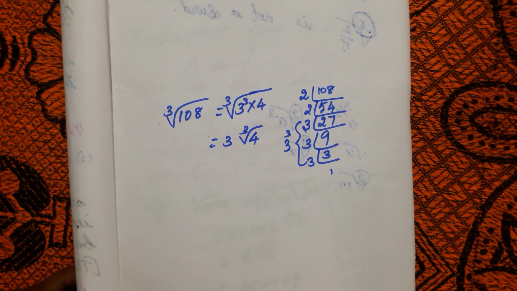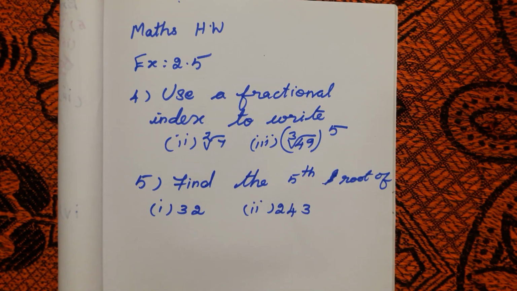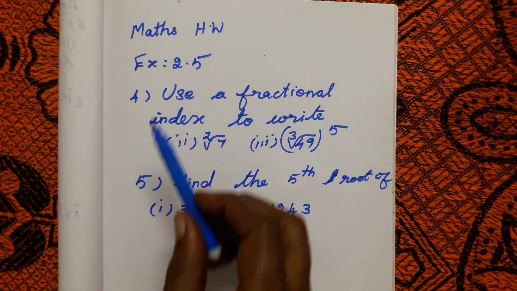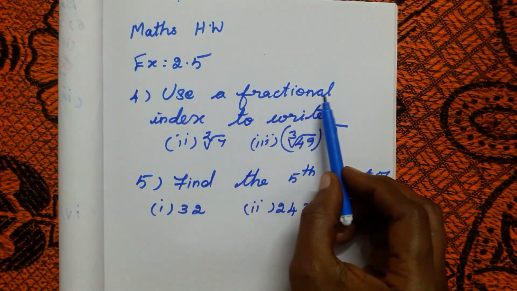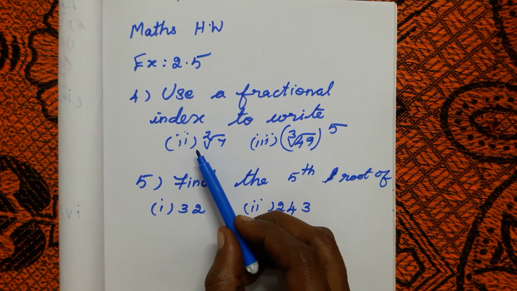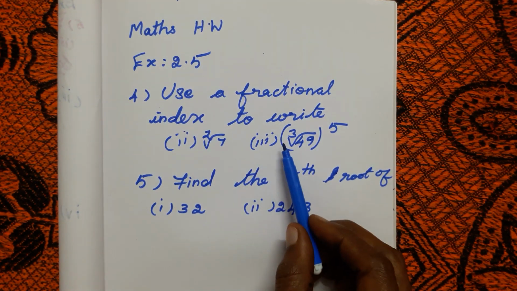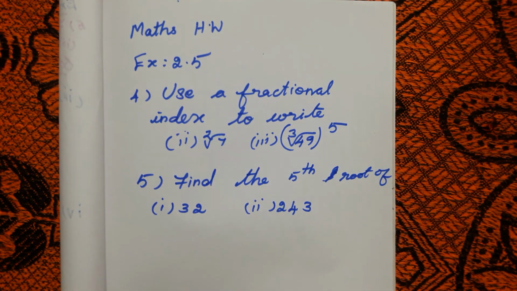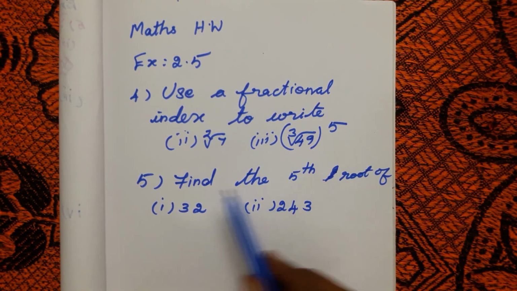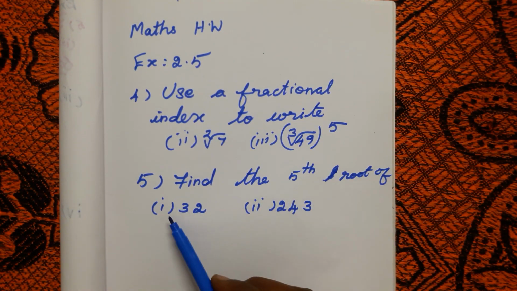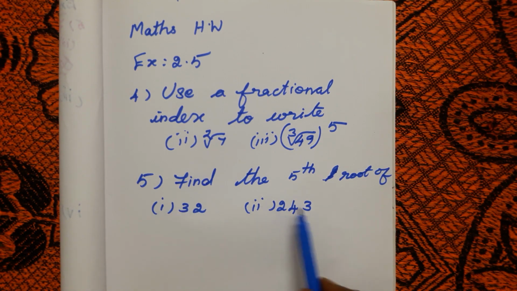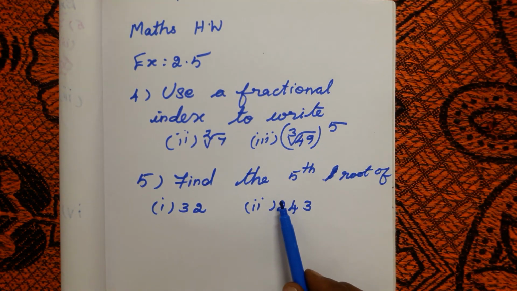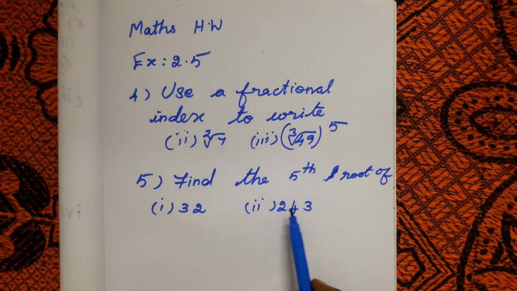Now I am going to give some homework problems. Exercise 2.5, fourth problem: use a fractional index to write square root of 7 cube root of 49, the whole power 5. Fifth question: find the fifth root of 32. Second question: find the fifth root of 243. Do these problems as homework.